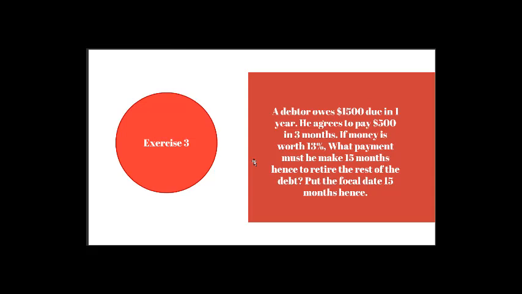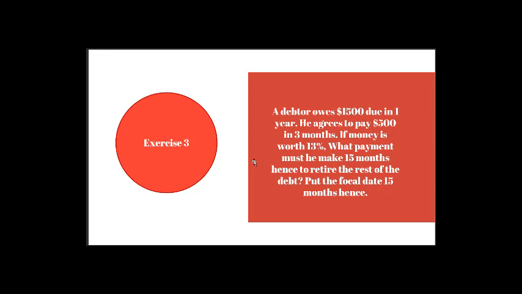Exercise number 3. A debtor owes $1,500 due in 1 year. He agrees to pay $500 in 3 months. If money is worth 13%, what payment must he make 15 months hence to retire the debt? Put the focal date 15 months hence.